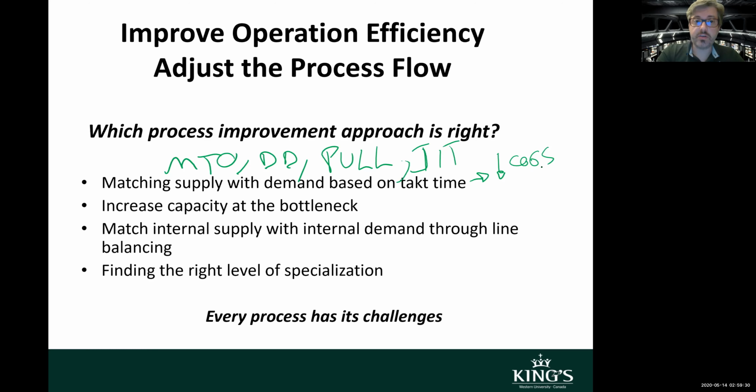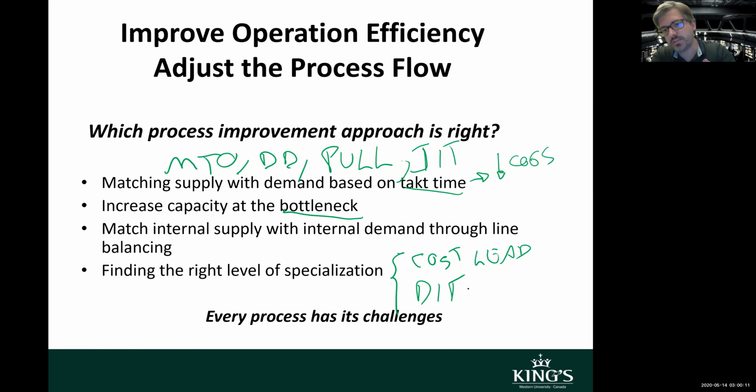You can also look in terms of increasing capacity at any given bottleneck. And sometimes looking at the demand is enough. Oftentimes it's not a matter of being demand constrained, it's a matter of being capacity constrained. So that will be where you're going to attack your bottleneck, right? And finding the level of specialization will also be a question of what kind of strategy you're going to go for. Cost leadership versus differentiation, right?